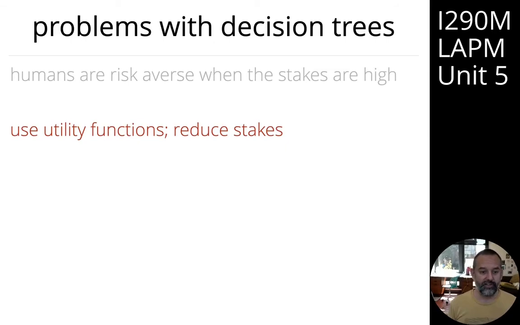The other thing you can do is reduce the stakes. Douglas Hubbard, in his book, How to Measure Anything, which I've referred to already a few times in this unit, says when a risk-averse person takes a large number of very small bets, their choices will be close to risk neutral. So just avoid taking big bets. Take a large number of smaller bets, and then you can avoid risk aversion.